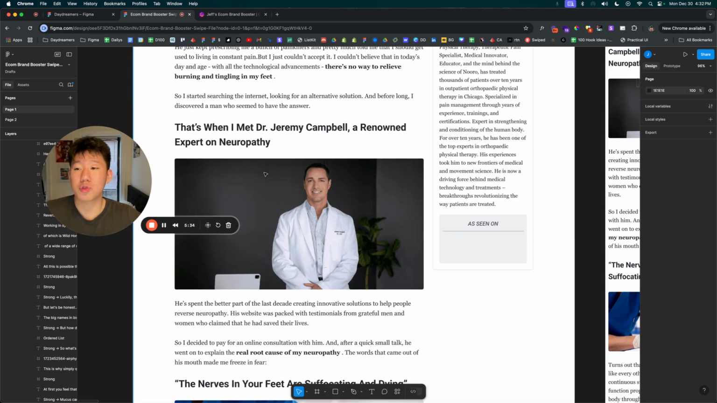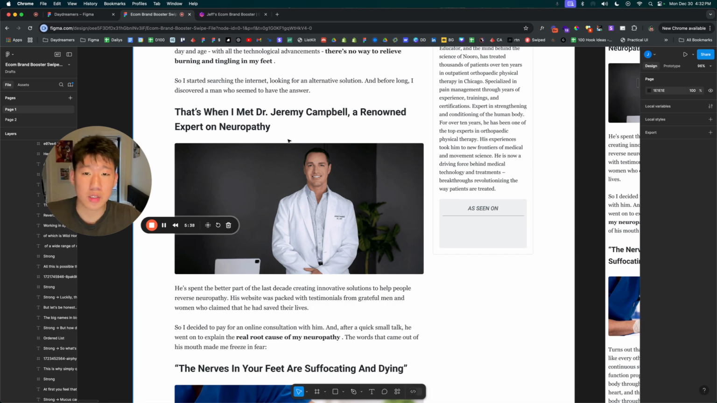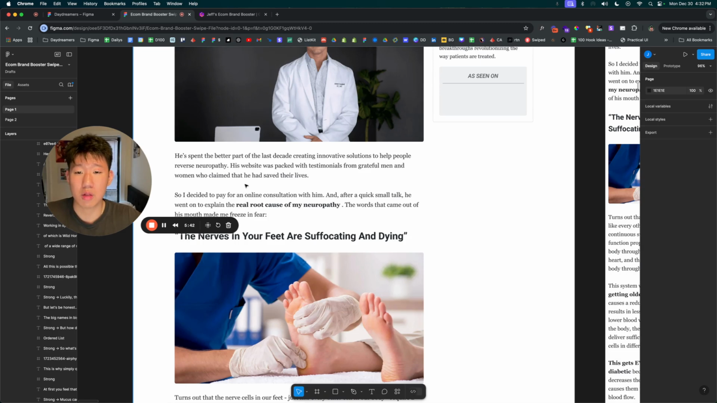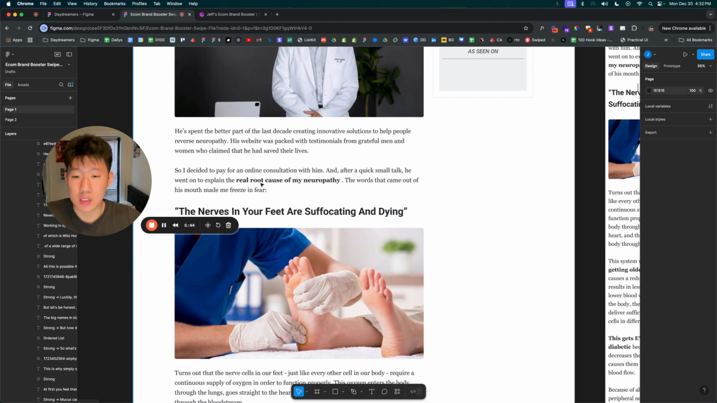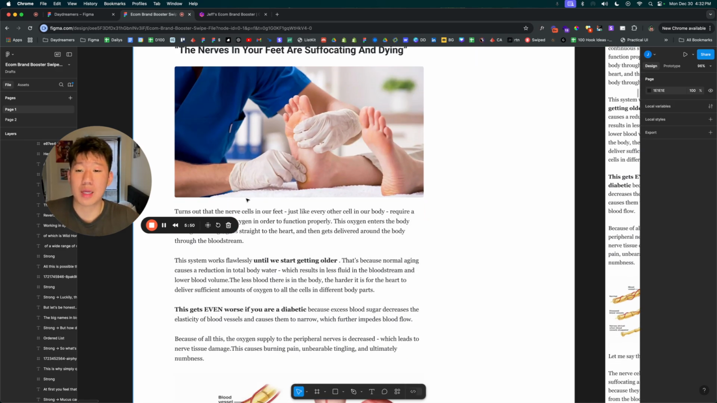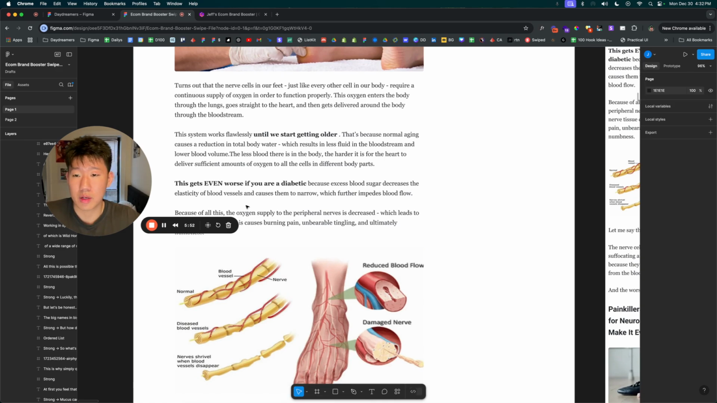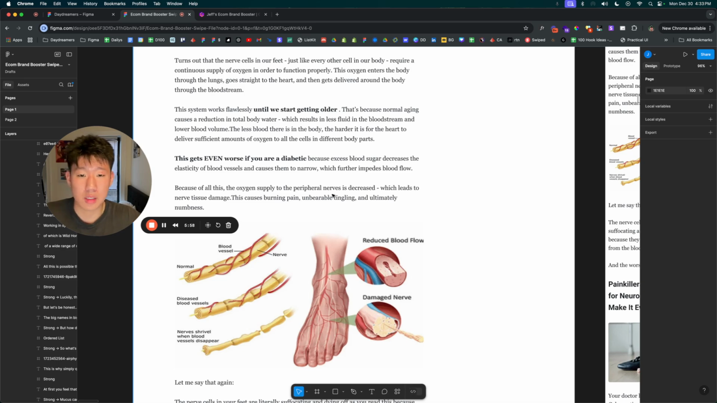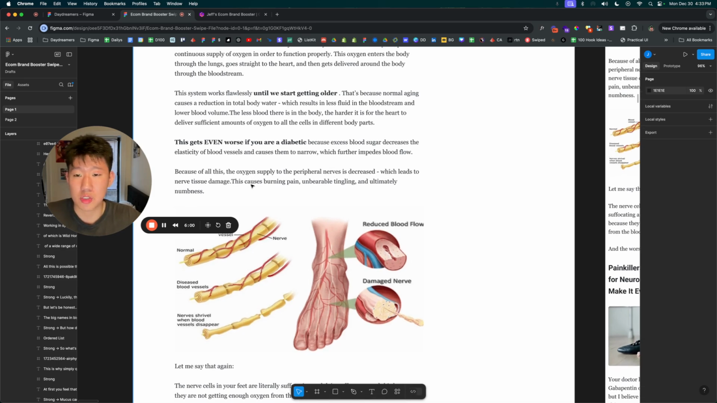Here's where we introduce the potential solution, right? That's when Dr. Jeremy Campbell, expert, talks about the real cause of it. And this is why the nerves in your feet are suffocating, dying, right? We're prying into the problem, right? It's even worse if you're diabetic, when you get older, less blood in your body, the nerve endings are damaged, right? It causes the burning, the tingling, numbness.